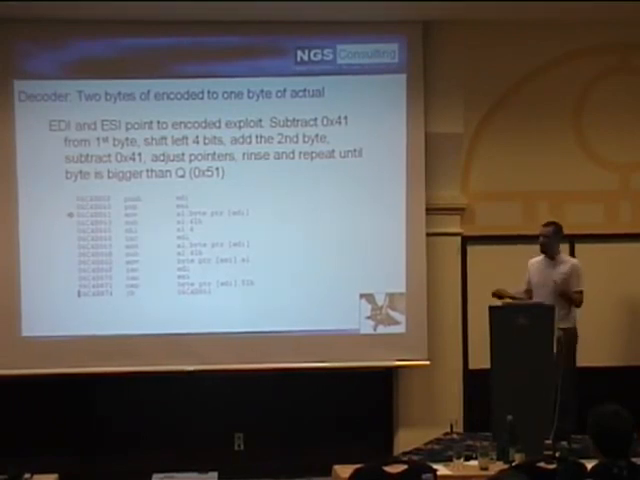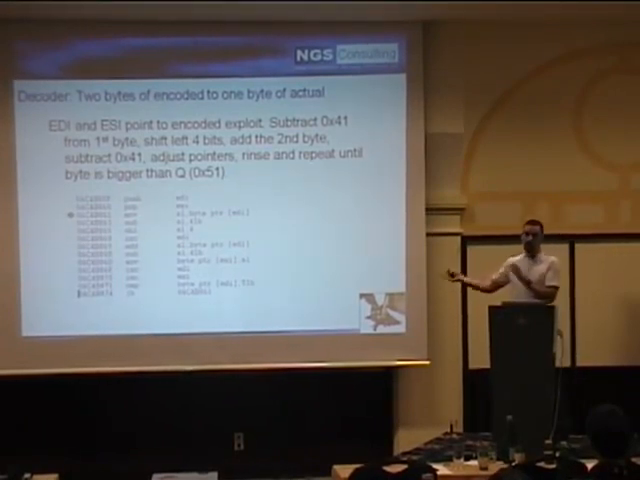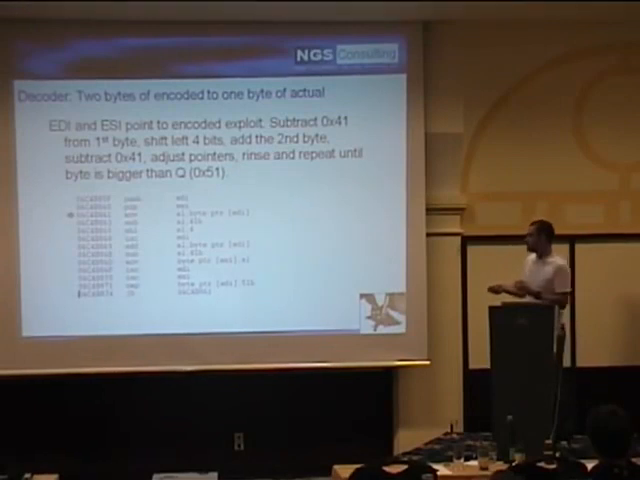The decoder itself: essentially when I encode the exploit, I take a byte of exploit and split it into two, the most significant 4 bits and the least significant 4 bits, and add 0x41 to each half. That becomes our encoded exploit. So decoding that exploit is the same in reverse.